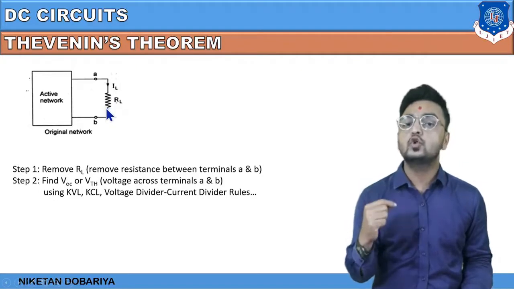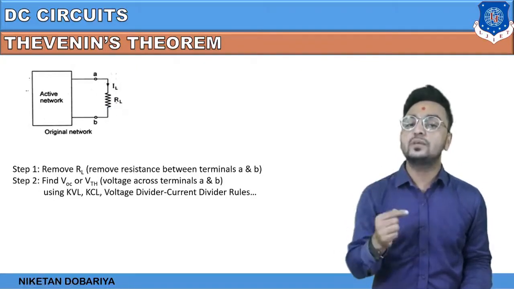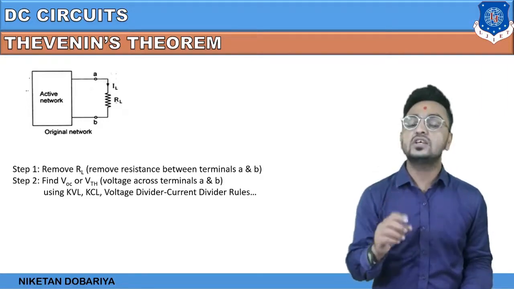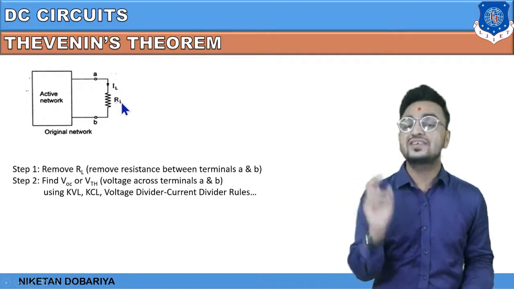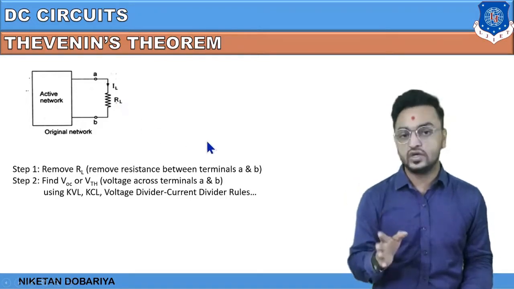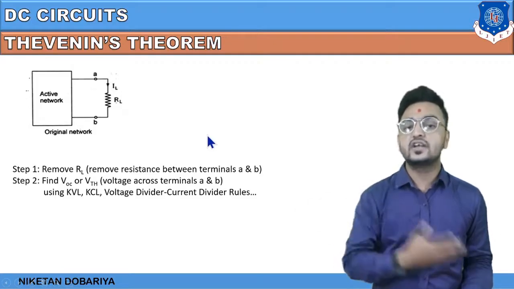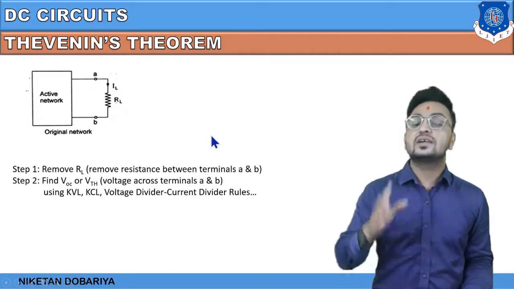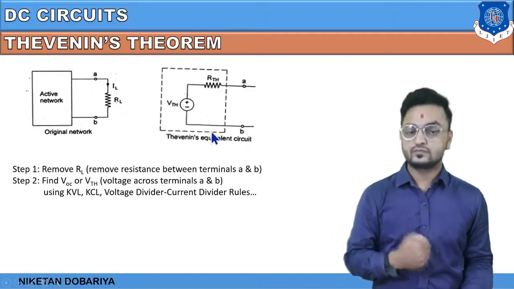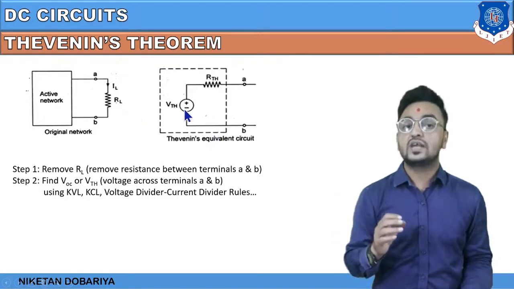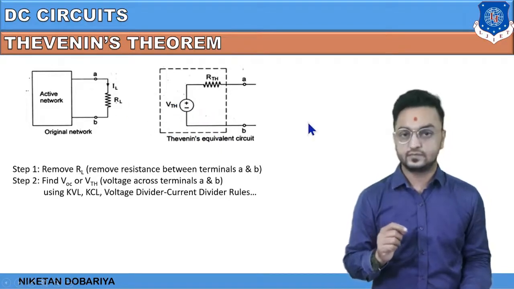Now in step number 2, with A and B as open terminals, we will find the voltage across A and B, and we will define that voltage as the open circuit voltage, or VTH, Thevenin's equivalent voltage. For that you can use KVL, KCL, the voltage divider rule and the current divider rule, which were discussed in our previous videos. That will provide the value of VTH.